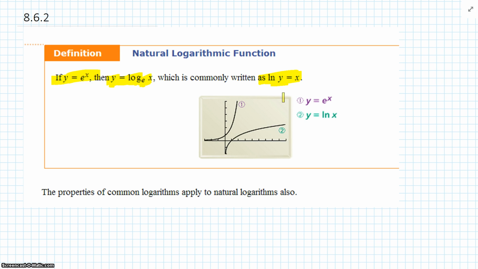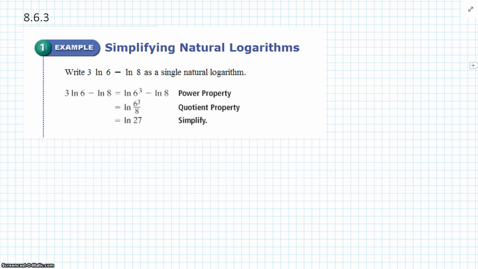Okay, what do you notice? If the first equation is y equals e to the x power, you have exponential growth. And the inverse of that, y equals the natural log of x, looks like that. So the properties of common logarithms also apply to natural logs as well.